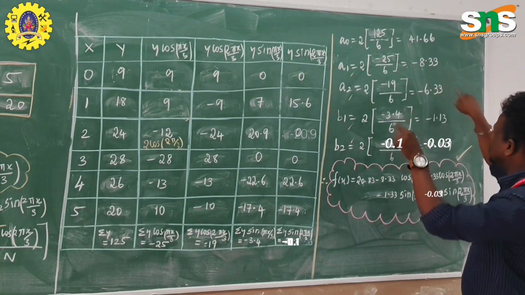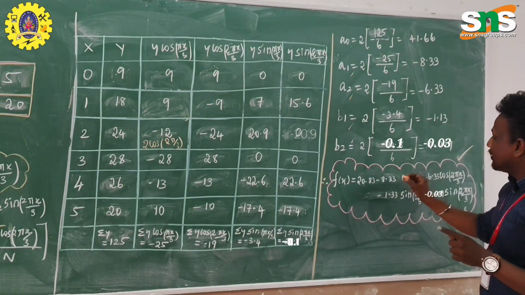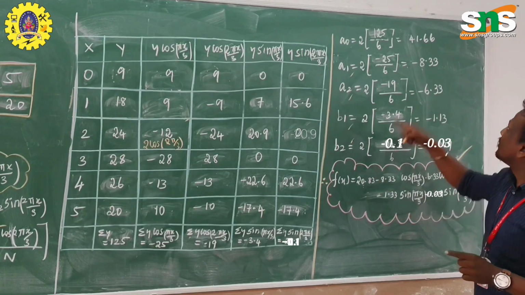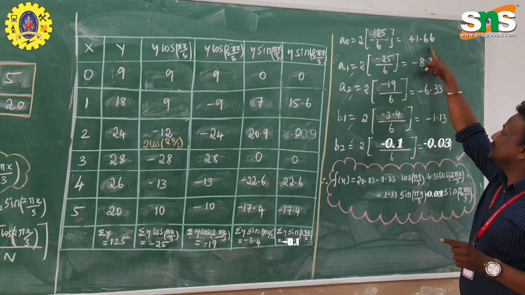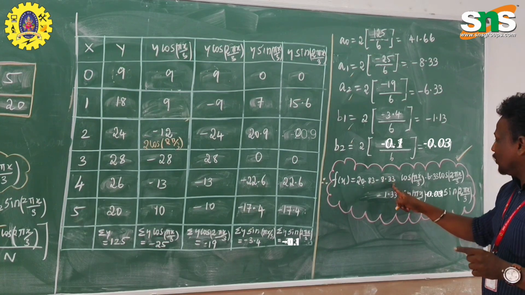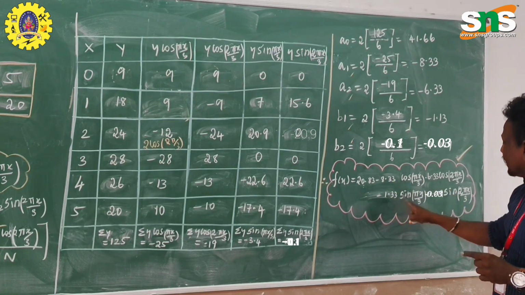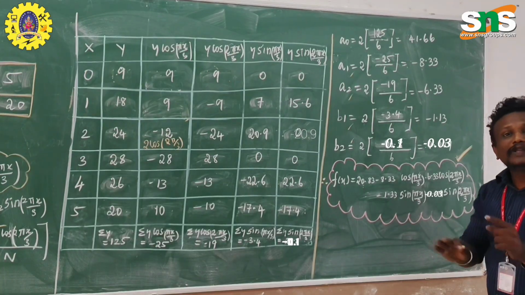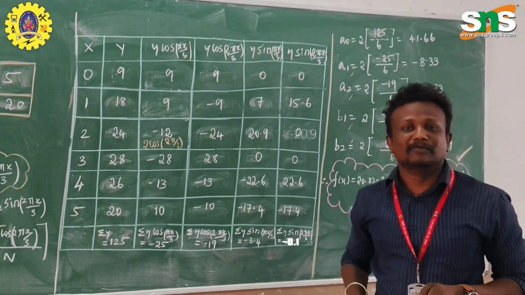After finding all the other values and simplifying, you have to substitute the results. A naught divided by 2: what is the value of A naught? It is 41.66 divided by 2, which is 20.83. Similarly, A1 and A2, B1 and B2. This is what we require. This is the required Fourier series expansion for this problem.